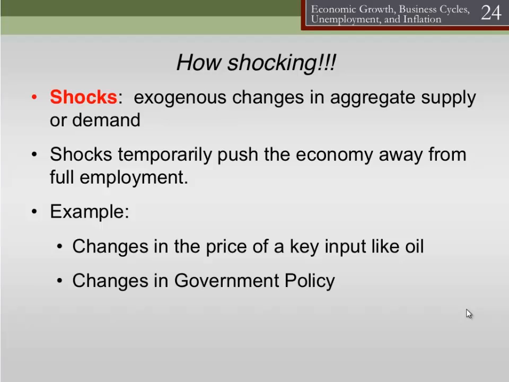Changes in government policy. Deregulation in the airline industry caused a major shift in supply of airline tickets. So the price of airline tickets after deregulation went way down. Oh, and natural disasters, of course.